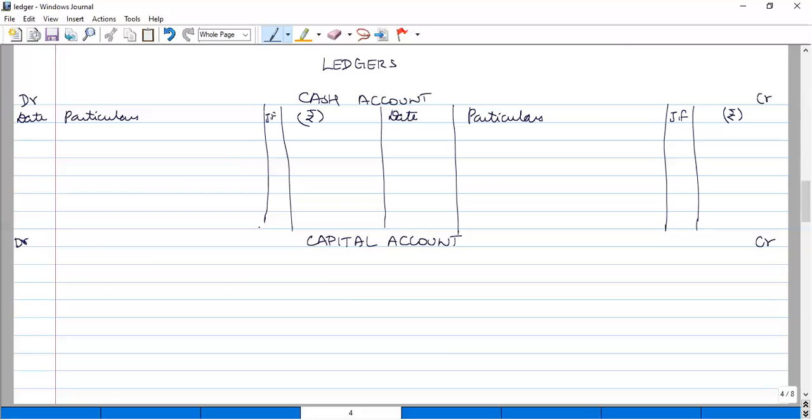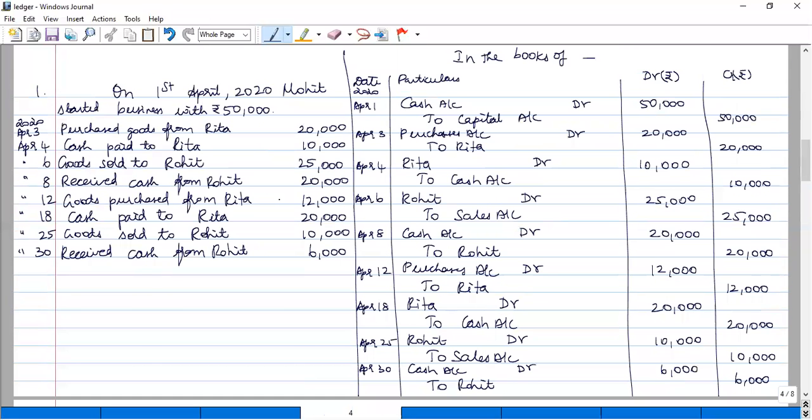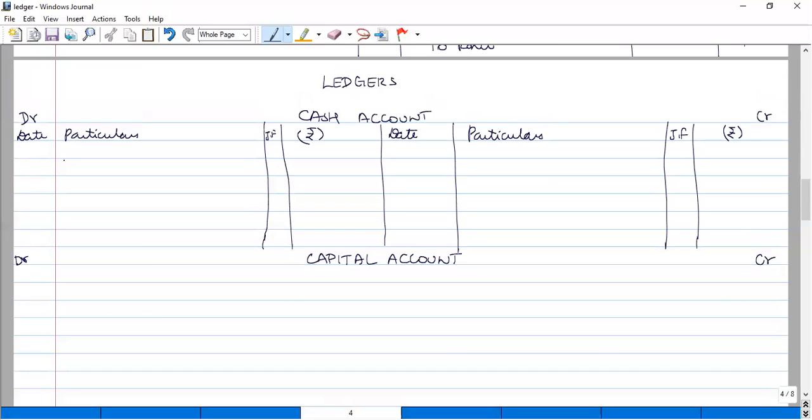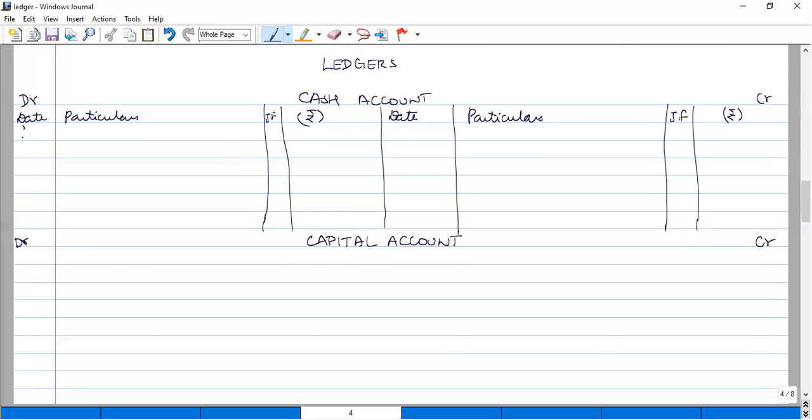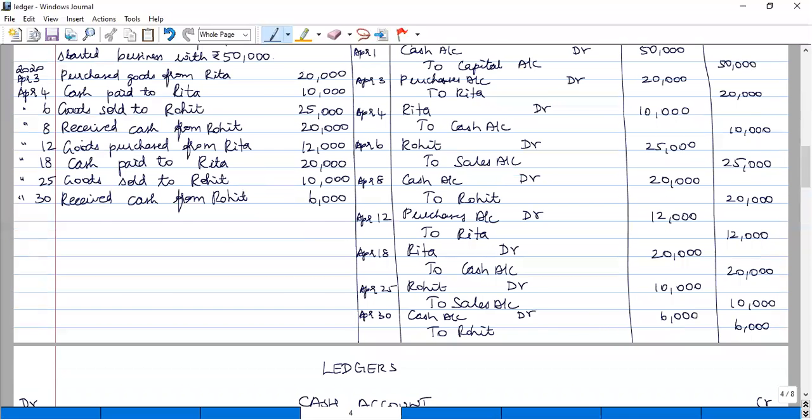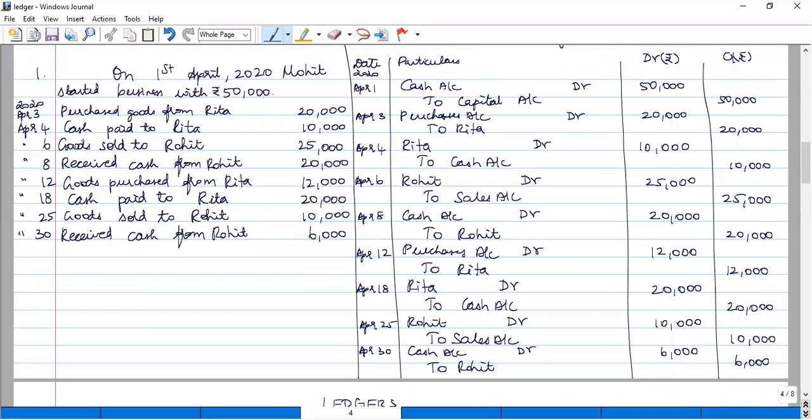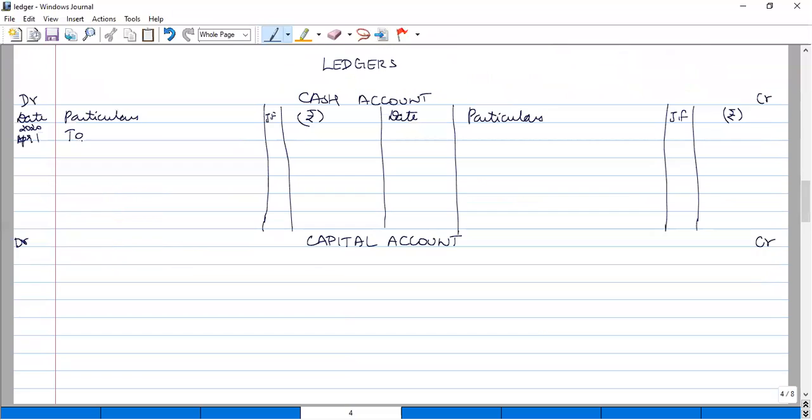In the first transaction, we have debited cash account to capital account. In the same way here also, on 2020 April 1, you have to debit the cash account. But what is the purpose of this cash coming in? This cash is brought in for capital. It has been brought in as capital. So just mention that, to capital account.